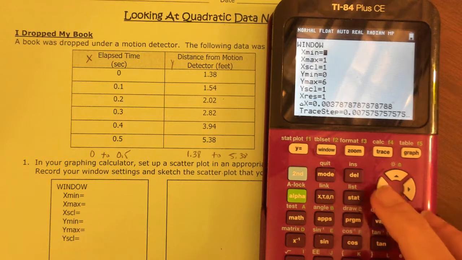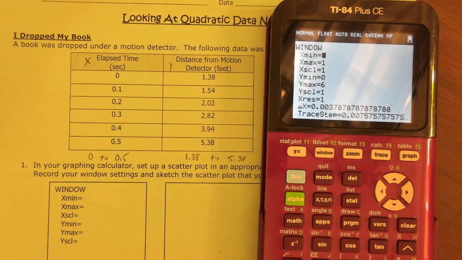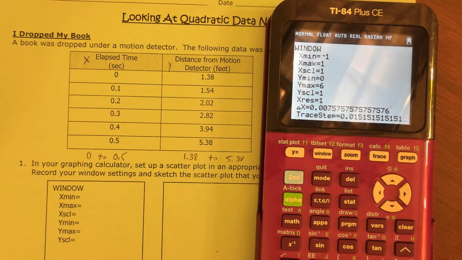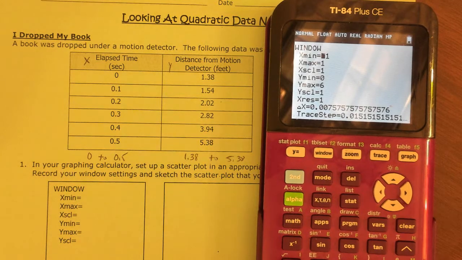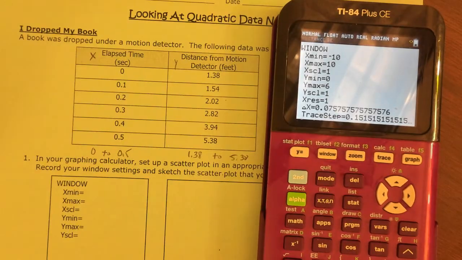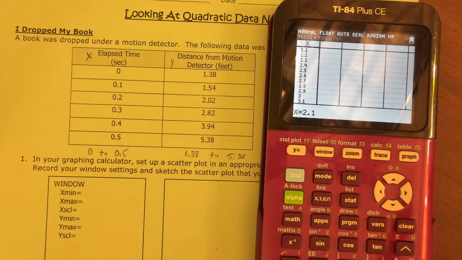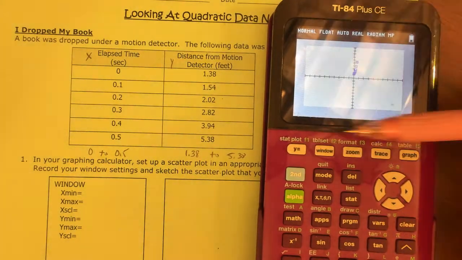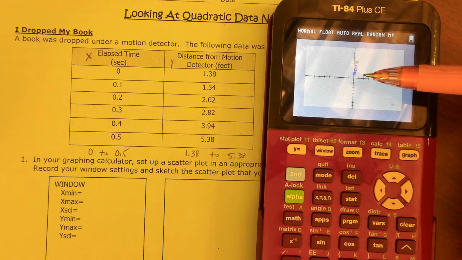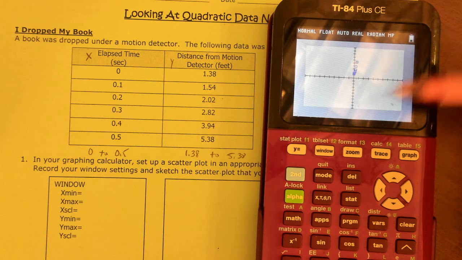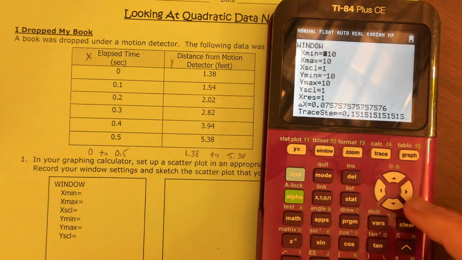Now, if I don't do that, and I make it -10, 10, -10, 10, which is the default, and then I look at the actual graph, it looks kind of small. And remember, I want to be able to see that parabolic shape. So I'm going to actually adjust my window settings.